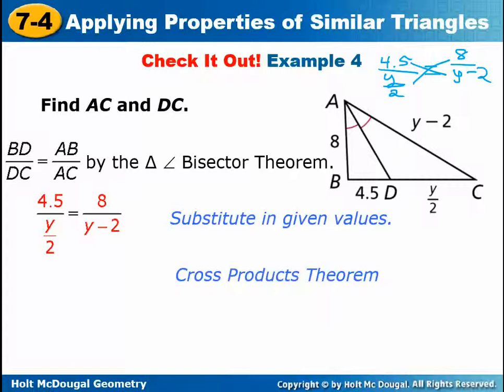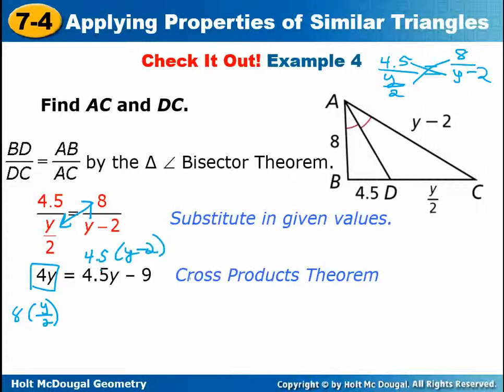We'll have 8 times, here, let me write it out how we have it. We'd have 8 times y over 2. Well, that's the same as 8y divided by 2, which equals 4y. So when you multiply these two things, you just get 4y. And then on the other side, you'd have 4.5 times (y minus 2). And they already did the distributive property and got 4.5y minus 4.5 times 2, which is 9.